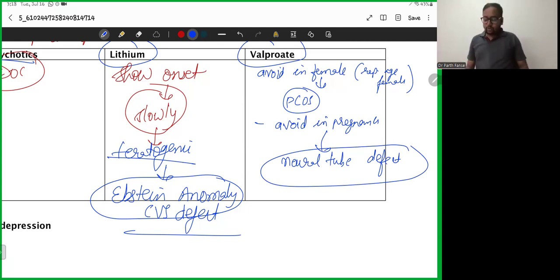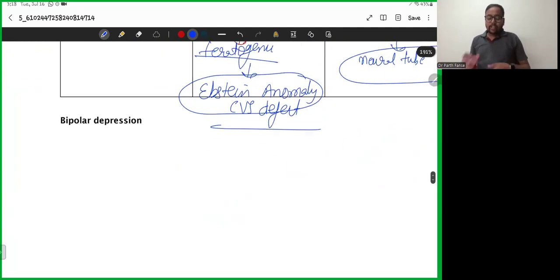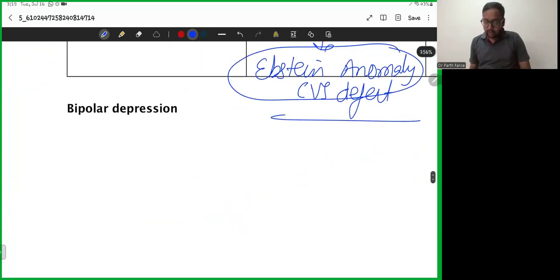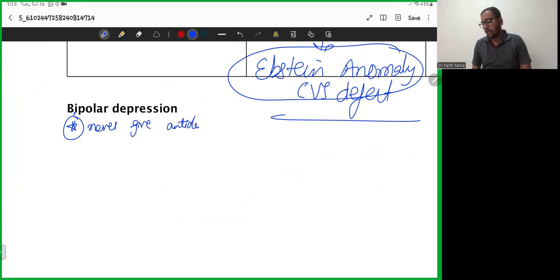Let's come to bipolar depression. What is bipolar depression? Patient may feel happy and suddenly patient feels sad. That is bipolar depression. Okay. Patient may switch to the other side because of antidepressants. So if a person is having bipolar depression, we should never ever give antidepressants alone. Always remember, we should never give antidepressants alone to a patient suffering from bipolar disorders.